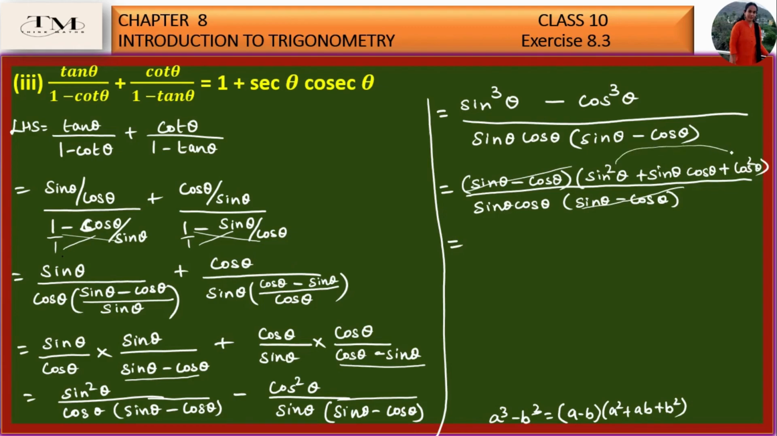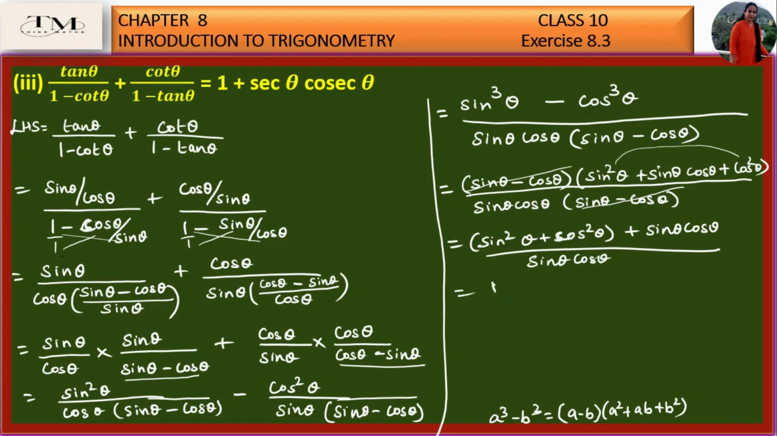We are going to club this sin square theta plus cos square theta. So sin square theta plus cos square theta plus sin theta cos theta divided by sin theta cos theta. So what is sin square theta plus cos square theta? It is 1. This is one trigonometric identity. Sin square theta plus cos square theta is 1. So 1 plus sin theta cos theta divided by sin theta cos theta.